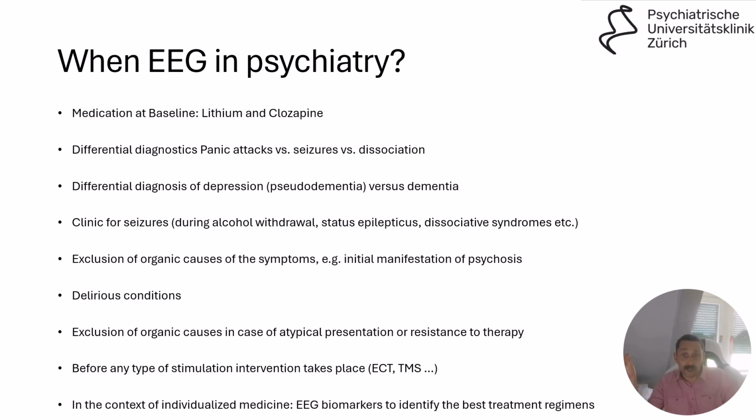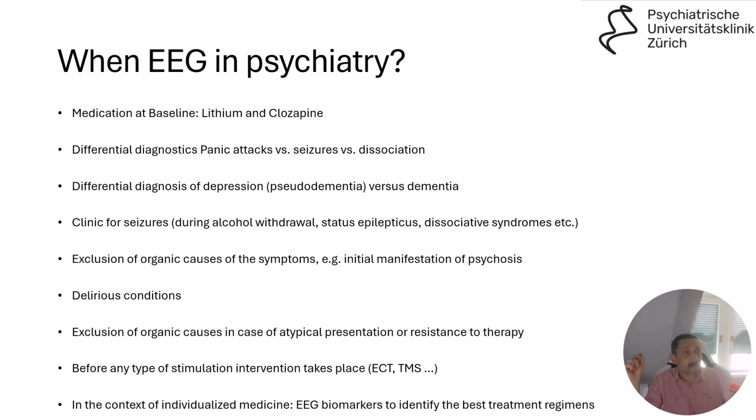You of course do EEG if you have the clinic for seizures, for example during alcohol withdrawal, or if you monitor, for example, the ECT sessions, and of course you need the EEG there, so you can see if the seizure is lasting long enough. We need those 30 seconds for each seizure, and so we are monitor this during the seizure sessions. You need the EEG for the exclusion of organic causes of the symptoms, for example, in the initial manifestation of psychosis. You can see if there are slowings or epilepsy typical patterns. And you need it for delirious conditions. When you see someone is in a delirious state, you do an EEG to see whether the EEG reflects those changes or not.